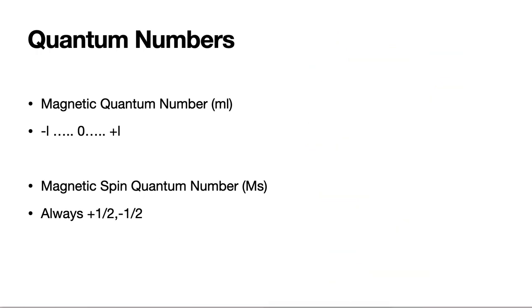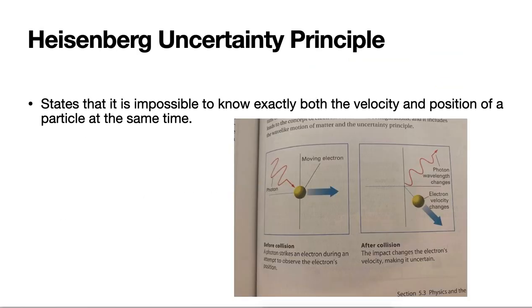And then the last thing today, we're going to talk about the Heisenberg uncertainty principle. The Heisenberg uncertainty principle states that it is impossible to know exactly both the velocity and position of a particle at the same time. We see in the picture here a photon and a moving electron going from left to right. Before the collision, a photon strikes an electron during an attempt to observe the electron's position. After the collision, we see the photon wavelength changes and the electron velocity changes. The impact changes the electron's velocity, making it uncertain. That's why it's impossible to know the velocity and position of a particle at the same time.